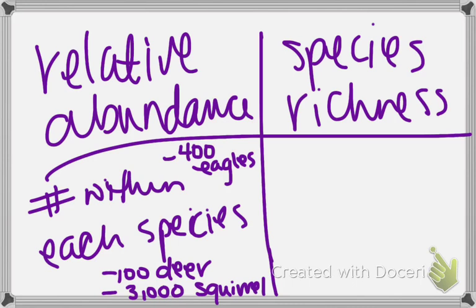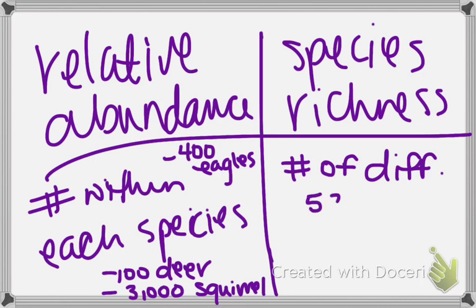Species richness, though, is not the number within each species, but the what? Number of different species. So let's say that you had 520 species there. That could be made up of deer, squirrels, eagles, lynx, bobcats, what have you. Relative abundance is the number within that 520. Of that 520, how many are eagles? How many are deer? How many are them bobcats? Super important.